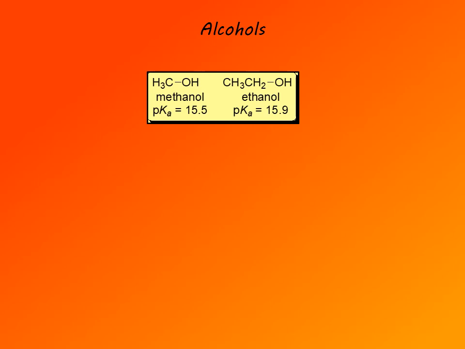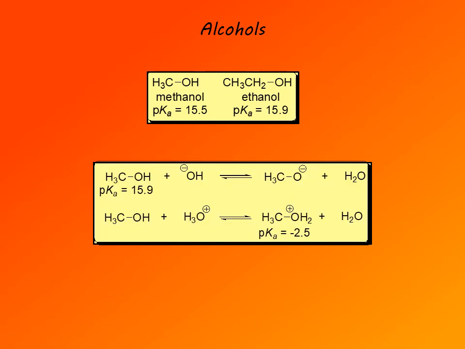So two typical alcohols are the two smallest alcohols, methanol and ethanol. And so methanol has a pKa of 15.5, ethanol of 15.9. The pKa of water is 15.7. So you can see that their pKa is just about that of water. And so just like water, they readily react with bases in the first equation. So with a base such as hydroxide, alcohol is deprotonated to give the corresponding alkoxide.